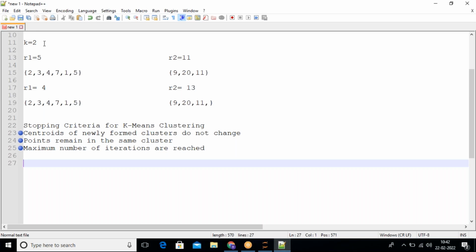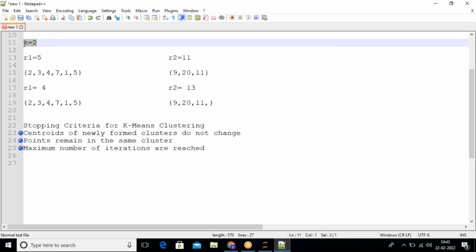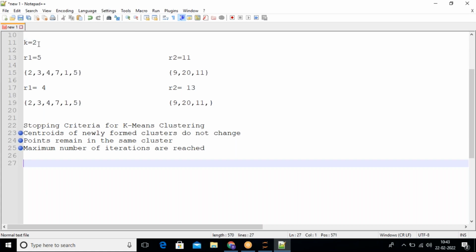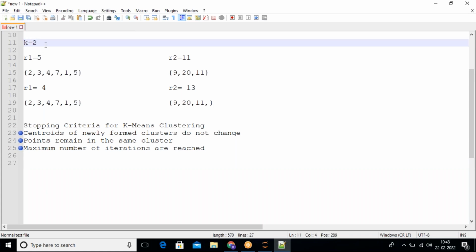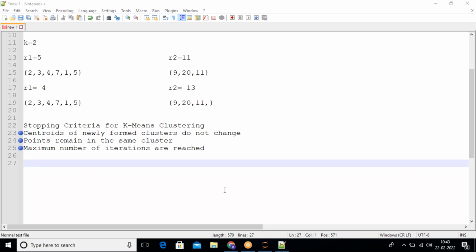If the value of k is given for a large data set, then the value of maximum iterations will also be given to you, that you have to go for 100 iterations. So we can stop the algorithm if the centroids of newly formed clusters are not changing. We can stop the iteration if the points remain the same in the cluster. We will stop if we are told to give 100 iterations for the data set; once 100 iterations are repeated, we are going to stop.